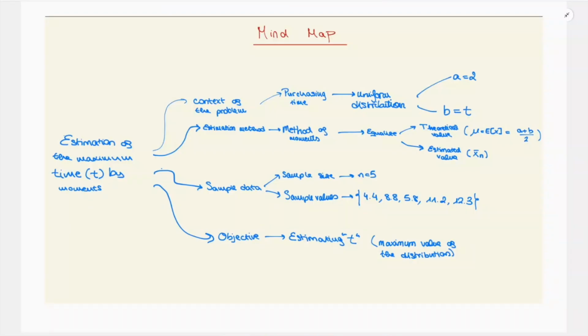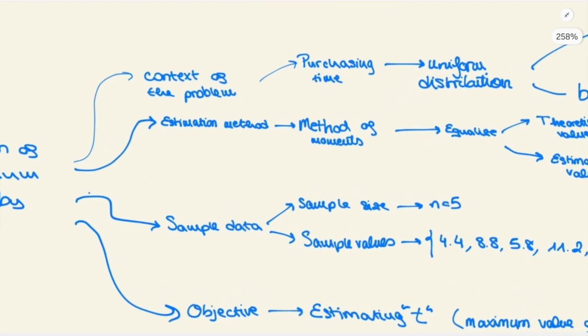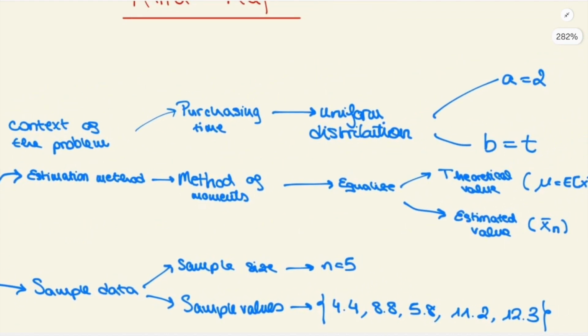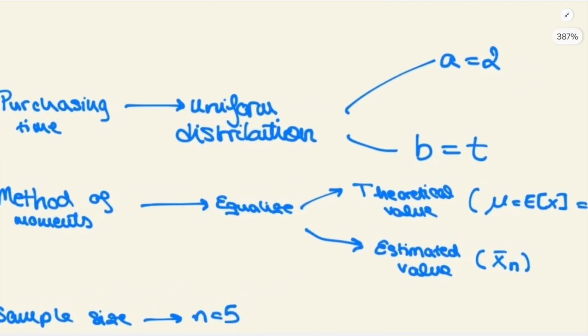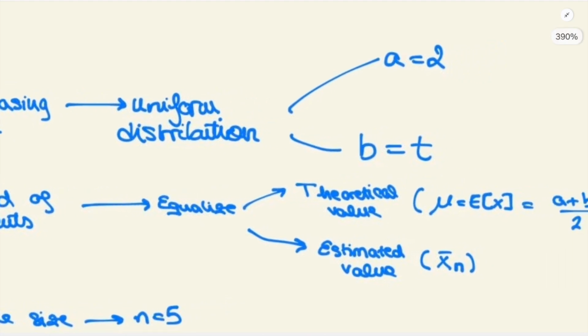We've decided to organize our mind map into 4 different branches, explaining the different data and different steps we followed throughout the problem solving. Our first branch contains the context of the problem. We explained that it's about the purchasing time that customers take when purchasing online from this particular shop. We've decided that this follows a uniform distribution, as we are told that the time is comprised in an interval with a minimum time of 2 minutes and a maximum time of t, which will be our values for A and B.